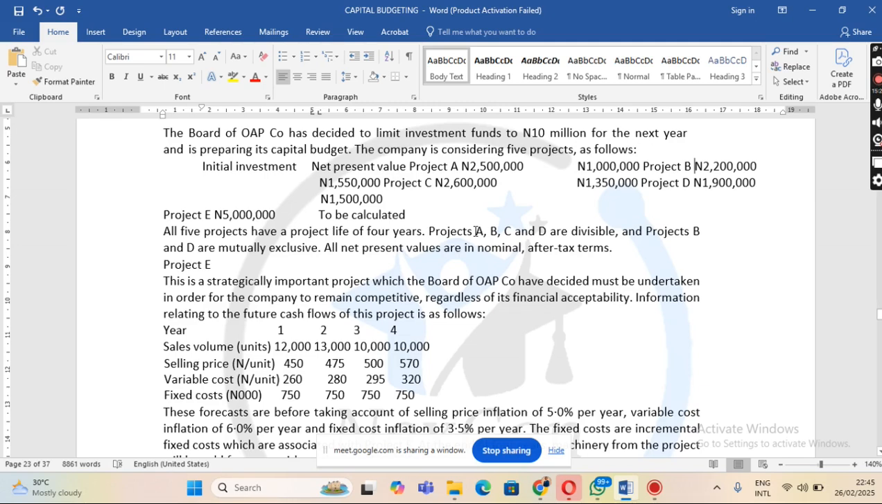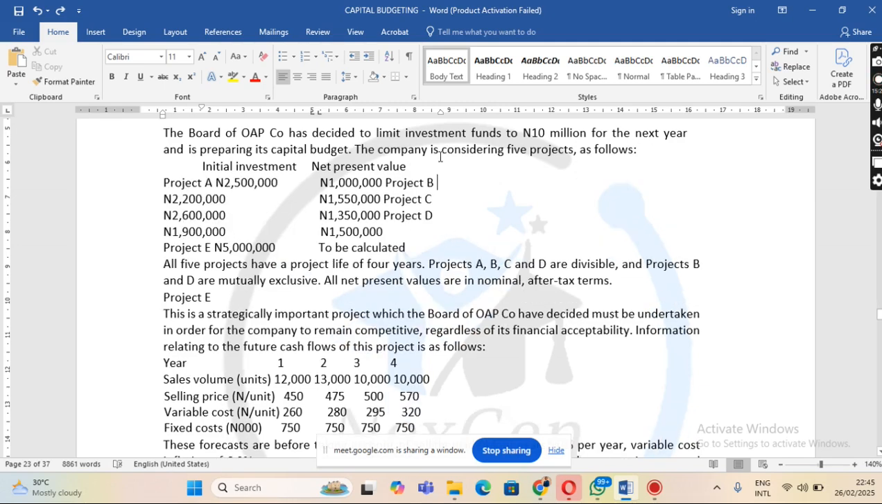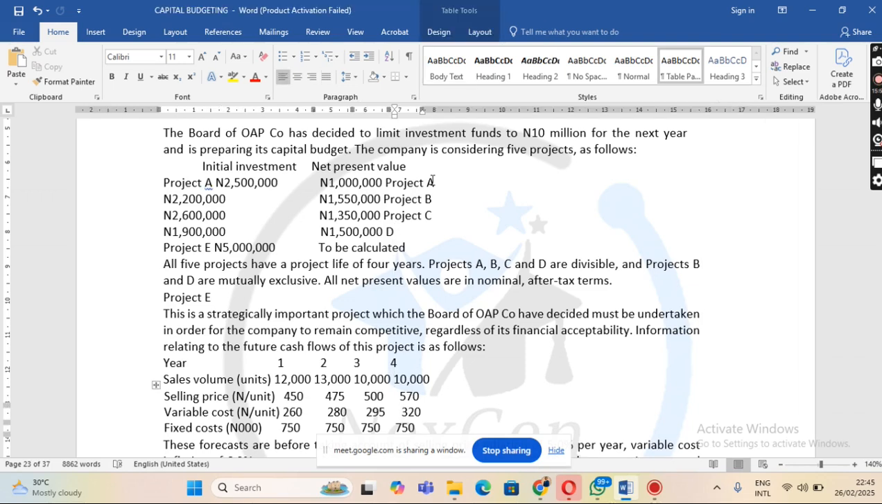So let's quickly calculate the profitability index, right? Let's calculate the profitability index. That first one is A, like I said. Yes, sir. So we need to follow the headers, right?